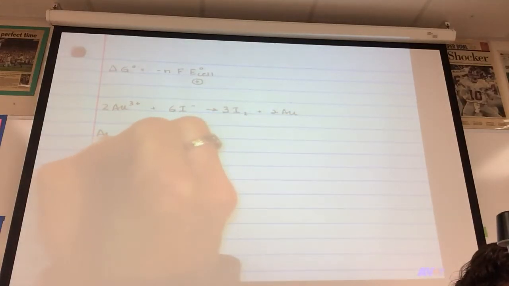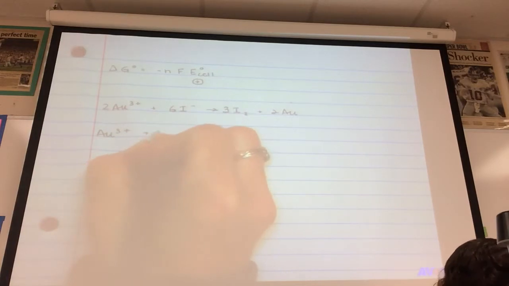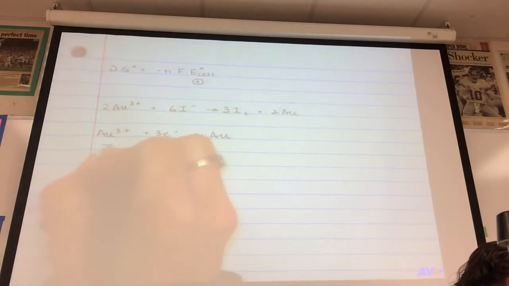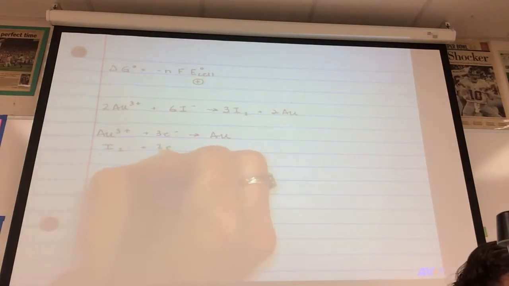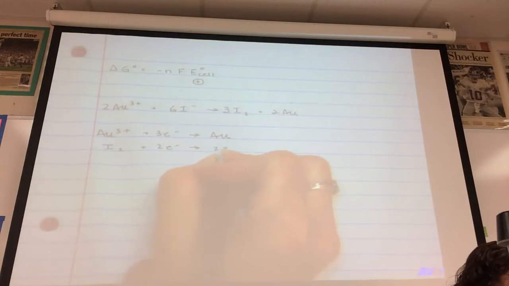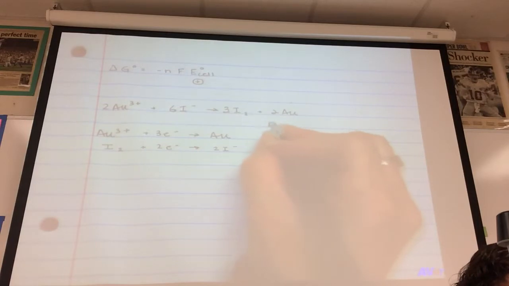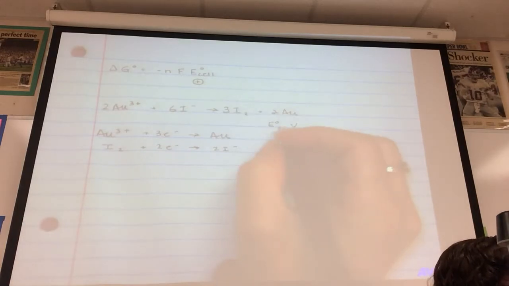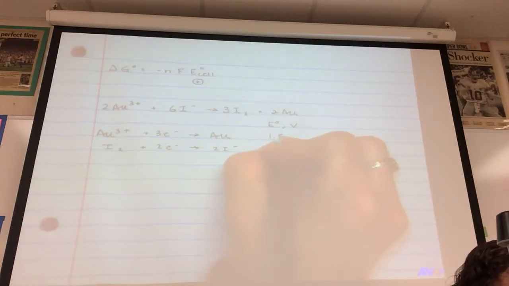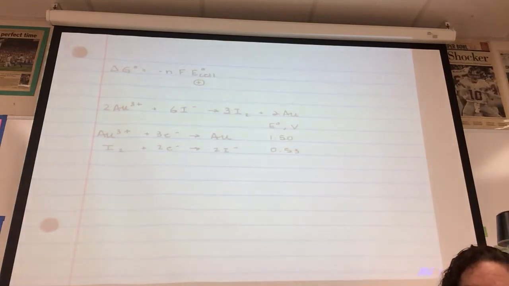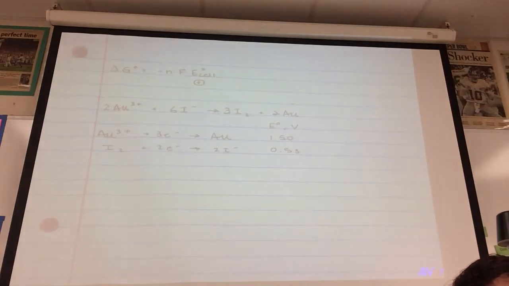I am told that for these 2 reduction half reactions shown, the standard half cell potential, the reduction potential, is 1.50 for the first and 0.53 for the second. And I want to show you how you're approaching this type of problem so you know.